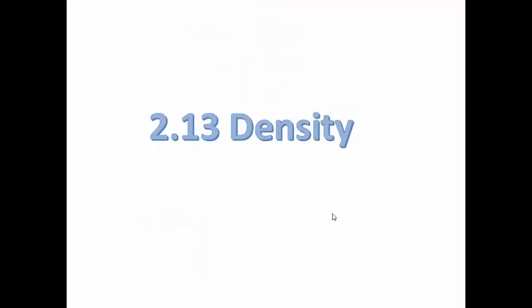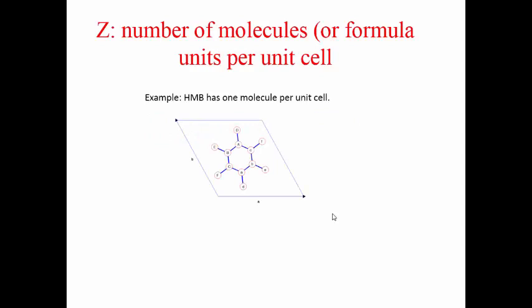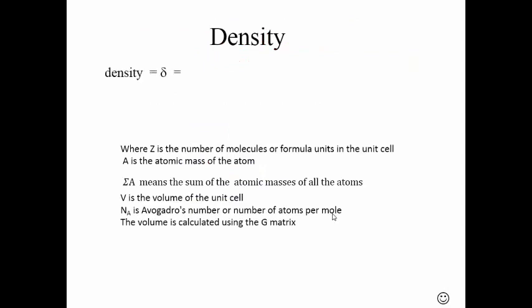Now, finally, we're going to look at density. Density is something you've known all your life. And first of all, we need a definition. Z is the number of molecules or formula units per unit cell. For example, hexamethylbenzene has 1 molecule per unit cell, so Z would equal 1 in this case. So the density is often indicated by delta. It's the mass per unit volume.